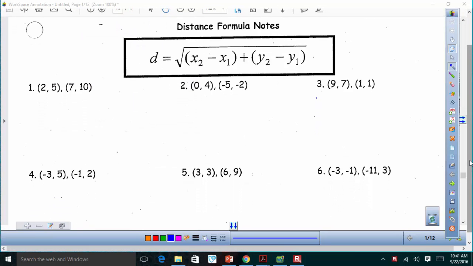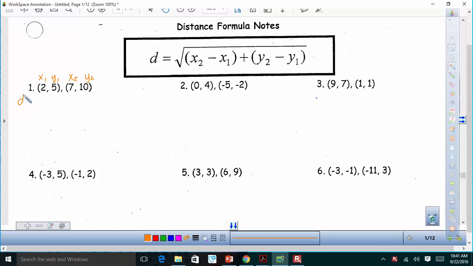So today we're going to talk about the distance formula, finding the distance between 2 points. If I'm given 2 points, the very first thing I want to do is label them x1, y1, x2, and y2. Then I'm going to plug it straight into this distance formula right here.